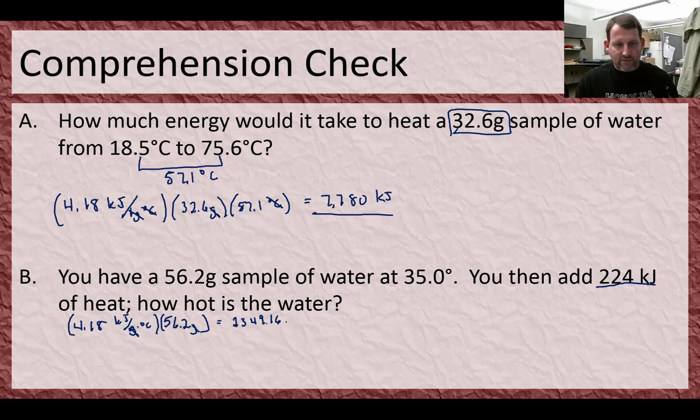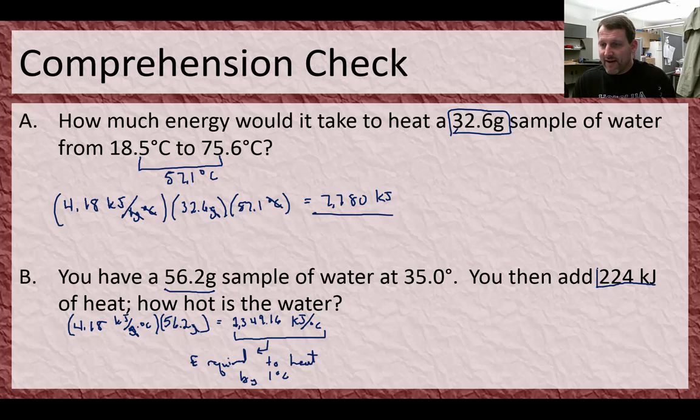I'm going to keep all my digits for right now. And that's the kilojoules. Notice I have kilojoules per degree Celsius. So this number is the energy required to heat by 1 degree Celsius. So to heat this 56.2 grams by 1 degree Celsius, I need 2,300 kilojoules. The problem is I only have 224. I don't even have enough to do 1 degree of Celsius.